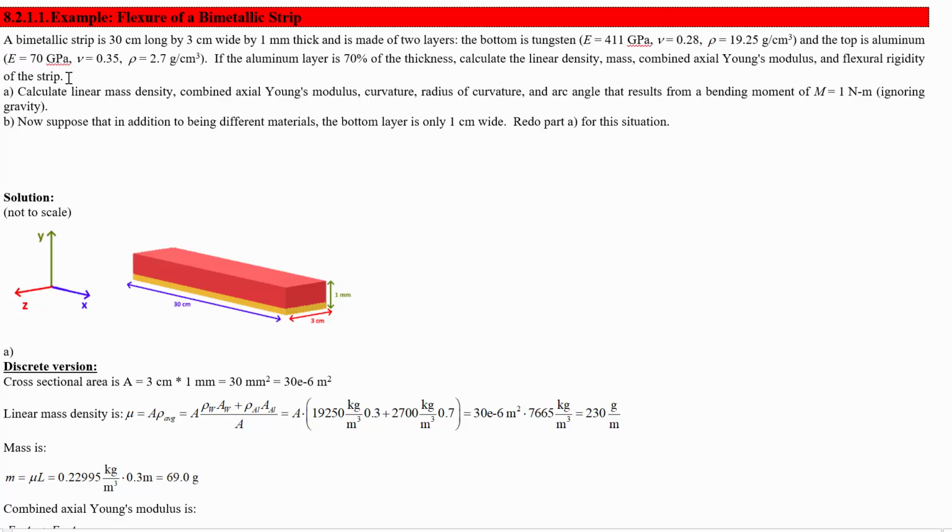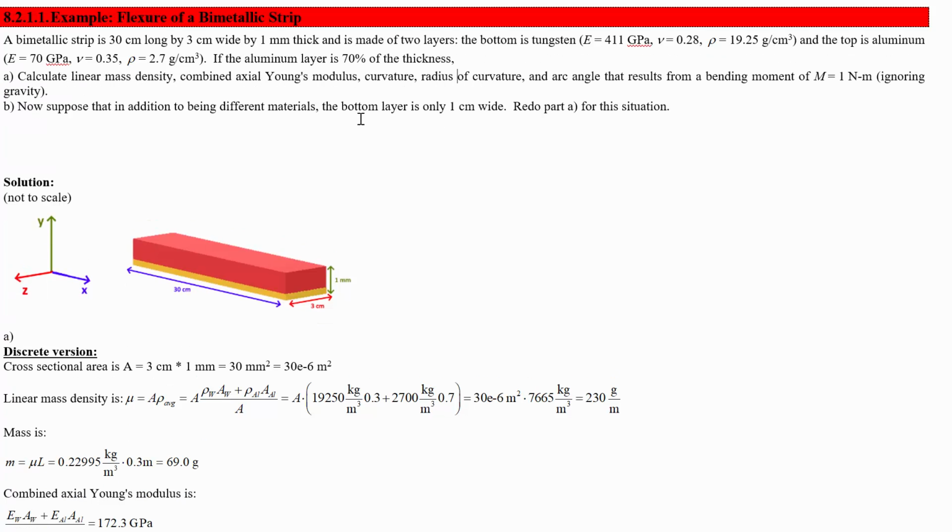And they ask you to calculate the linear density, mass, combined axial Young's modulus, flexural rigidity of the strip. And let's see. Then what do we have? We have another question here. Well, this is sort of strange. It's like there's 2 questions in one. So let's say that this stuff was actually just forgotten, and we've got the question down below.